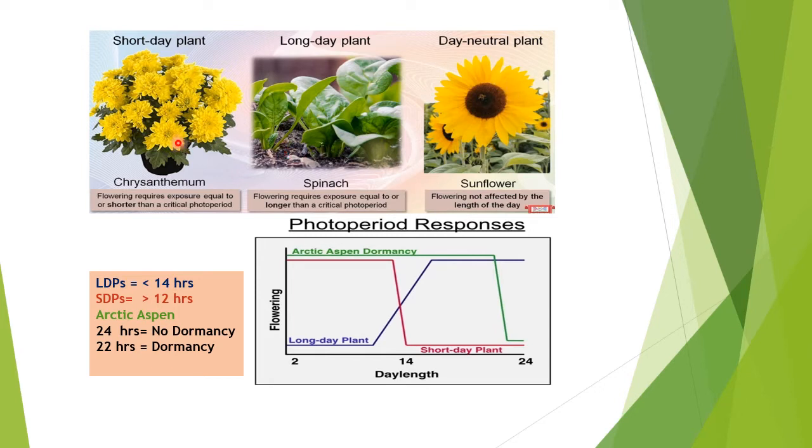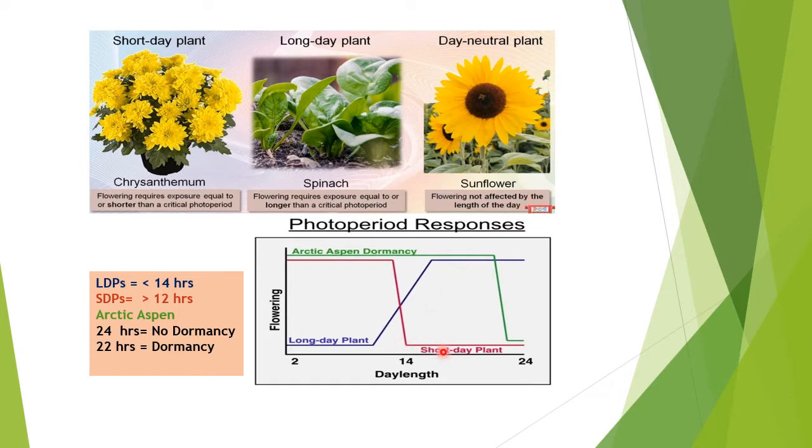Now chrysanthemum, as we know, grows in the autumn. It requires, for flowering, exposure to a period shorter than the critical period. Every plant has a critical period in a 24-hour cycle. Spinach is day neutral, so it is not following any critical period. They are unaffected by the length of the day.